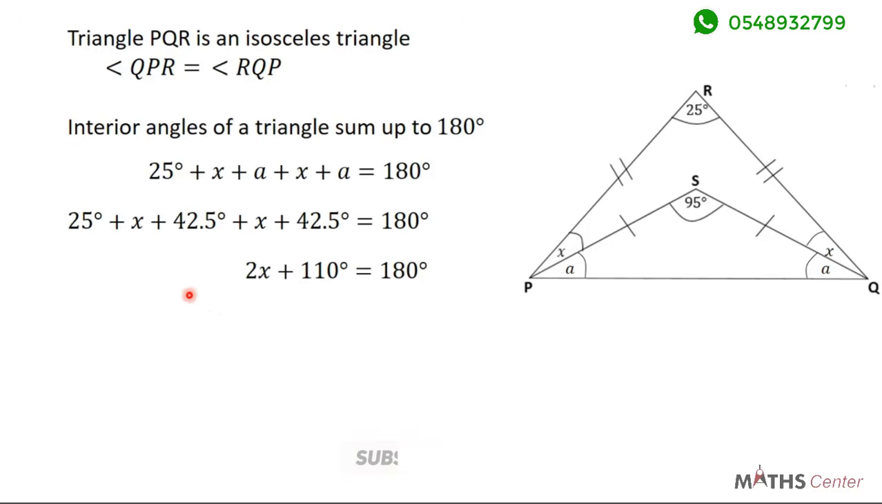So S plus S will give us 2S. So 2S plus 110 degrees will give us 180 degrees. 2S will give us 180 degrees minus 110 degrees. 180 minus 110 is 70, so 2S will give us 70 degrees. We divide both sides by 2 and we are getting S to be 35 degrees. So from here we have used the properties of an isosceles triangle to find the value of S.